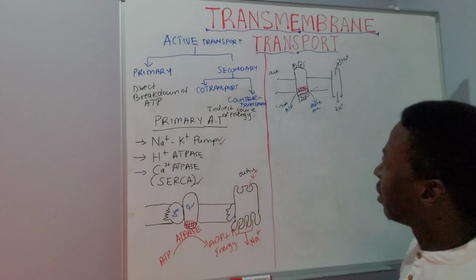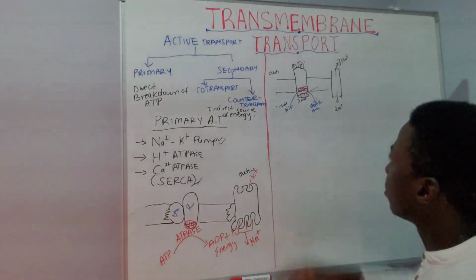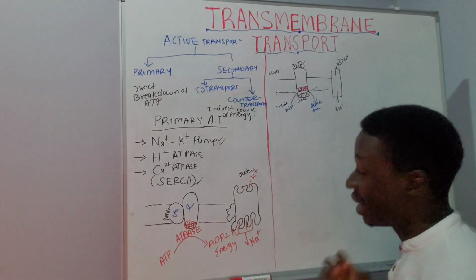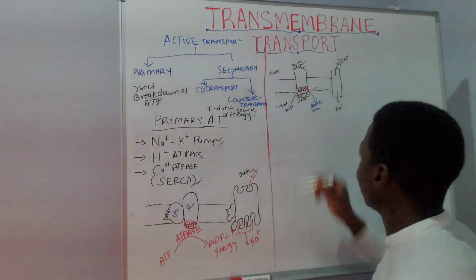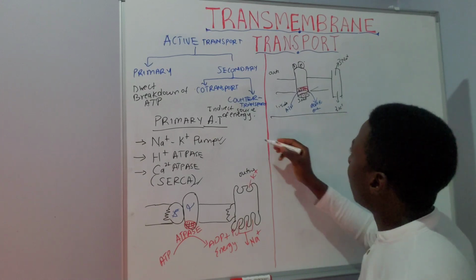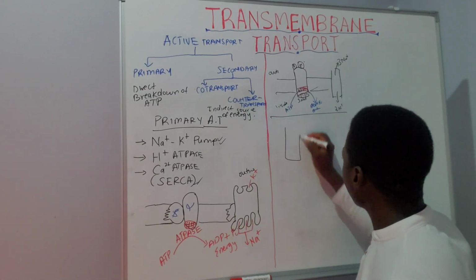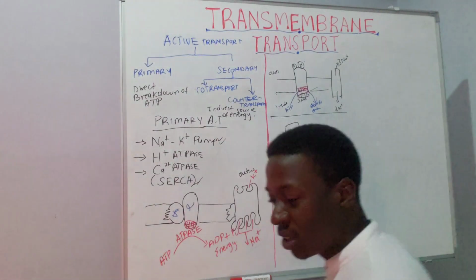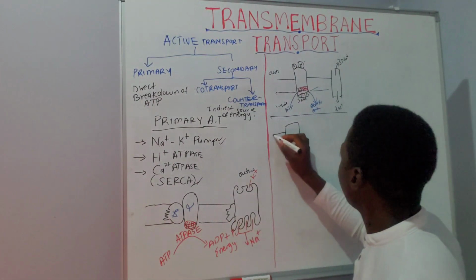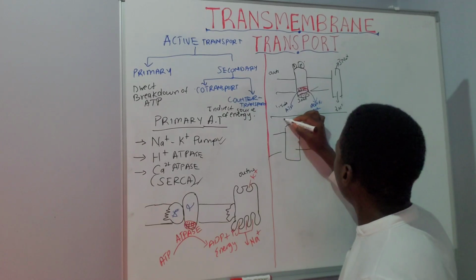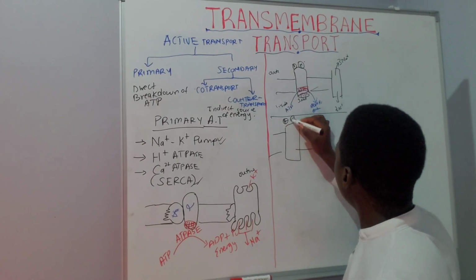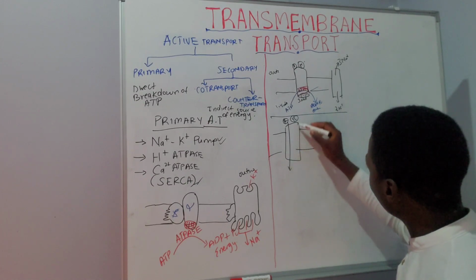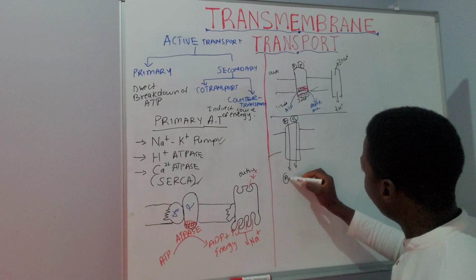we have secondary active transport. Secondary active transport utilizes energy from another source, an indirect source of energy. But there are two forms. We have co-transport. Co-transport means you are moving together. So if this is the membrane, molecule A and molecule B, two molecules are bound by this channel and they move together to the other side of the channel.